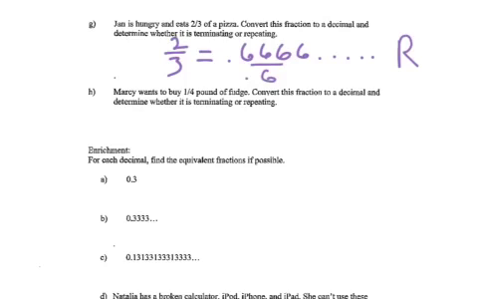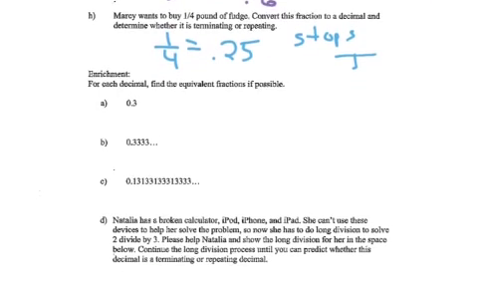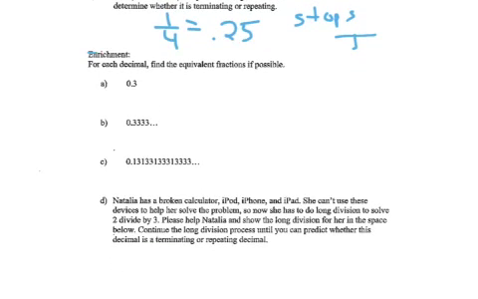The next one, Marcy wants to buy 1/4 pound of fudge, so if I convert 1/4 to a decimal in my calculator, I would get 0.25. Since that decimal stops, it is terminating. I want you to ignore that it says enrichment, because it really isn't. I want you to try to do A through C right now.